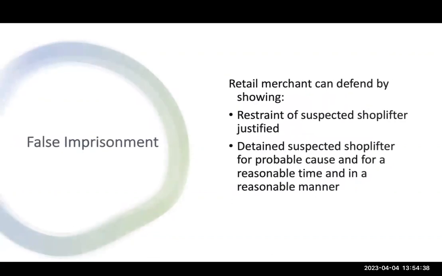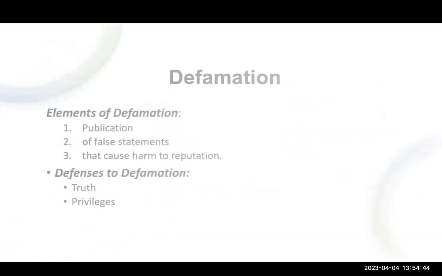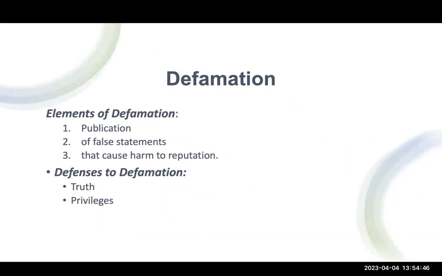The text also discusses the tort of defamation, and defamation is alive and well. Defamation involves three basic elements. One is a publication of false statements that cause harm to reputation. So publication is somewhat self-explanatory. What it means is that someone is putting out for public purposes allegedly false statements, or certainly false statements, about someone.